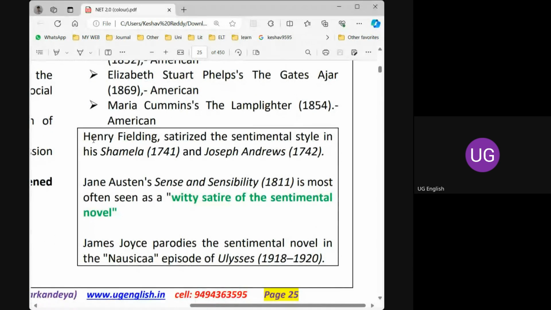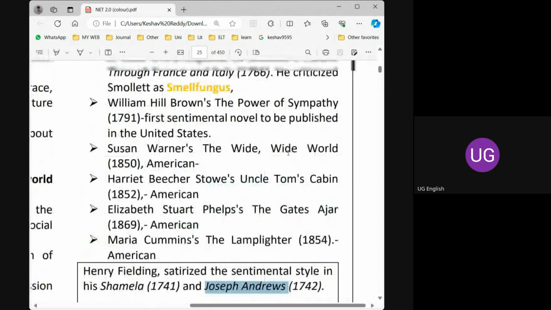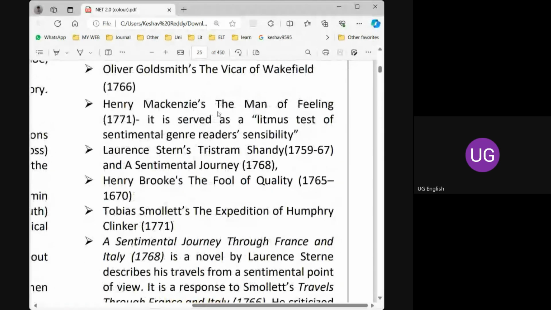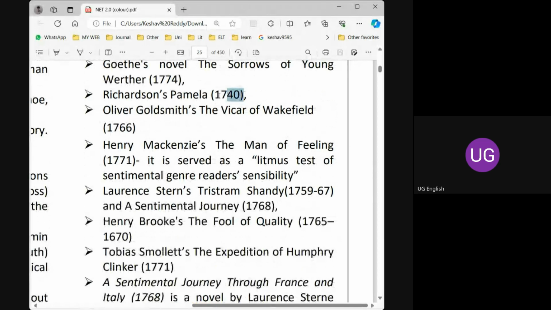And the other works we discussed are Shamela and Joseph Andrews. These two are the parodies of Pamela. Pamela is a virtuous girl, we know. So Shamela is quite opposite to the character of Pamela. And Joseph Andrews is a brother of Pamela Andrews. The actual heroine, the full name of Pamela, is Pamela Andrews. So just remember the year also, that is 1740, very important.